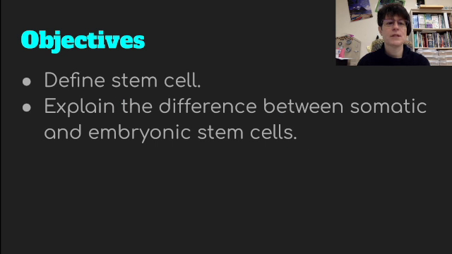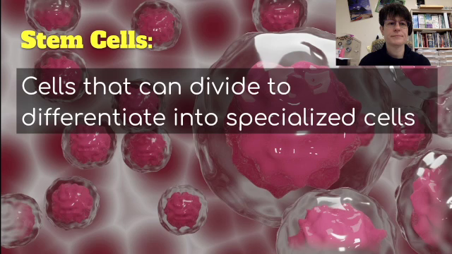So our objectives for today will be to define stem cell and explain the difference between somatic and embryonic stem cells. So what is a stem cell? A stem cell is any cell that can divide to differentiate into specialized cells. So it is just a general cell that is not specialized yet, is not, say, a blood cell or a nerve cell, a neuron, or anything like that, but it could become any of those.